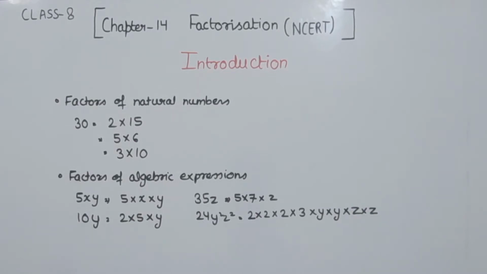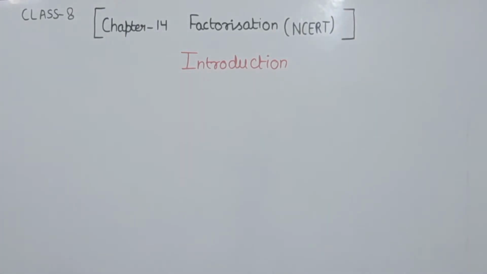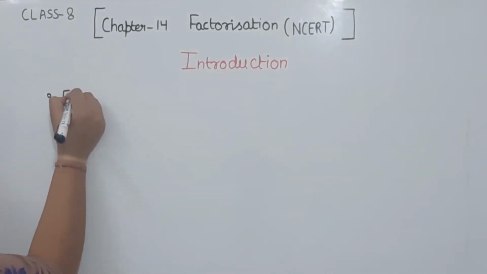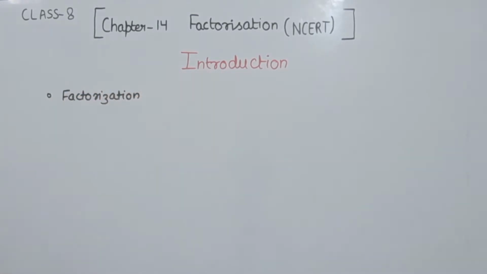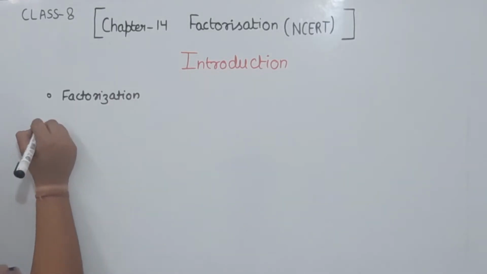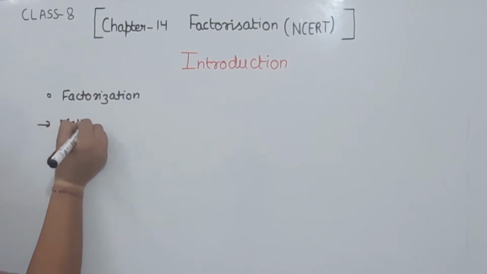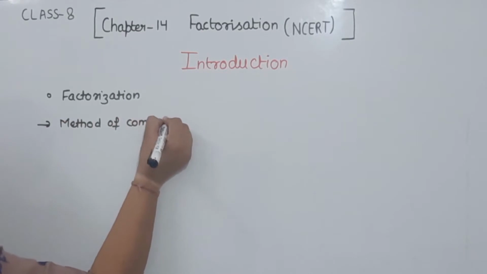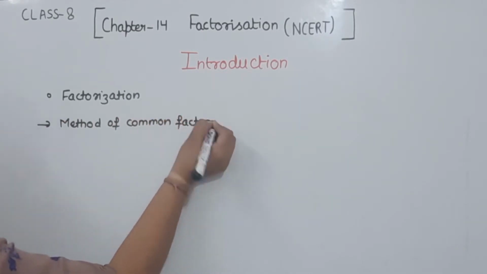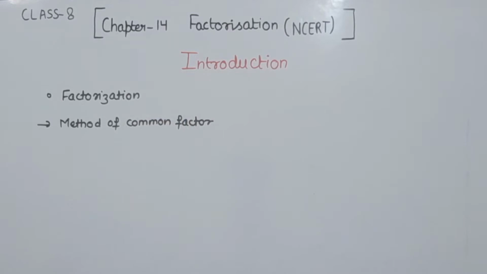Now comes to the next topic. So the next topic we are having is the factorization. So we are going to understand what is factorization. Now we can factorize by the different methods. So first of all, I am going to take the first method. The first method we are having is the method of common factor. So we are going to take the example for this one.